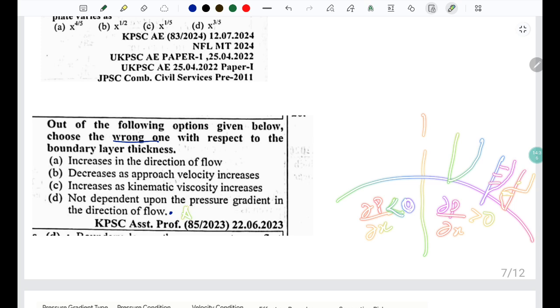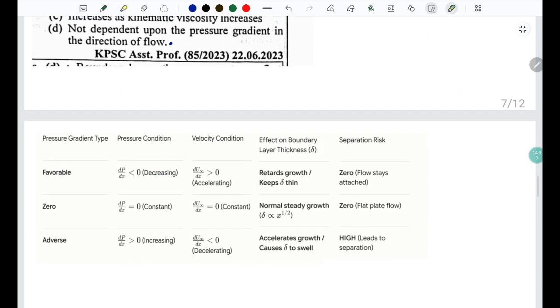Hence pressure does affect it, and we can see that at the point when the pressure gradient is 0, the separation risk is 0, but when it is adverse or when it is positive, it causes delta to swell, that is, it leads to separation of it, whereas when it is decreasing, it causes the delta to remain thin, or it retards its growth.